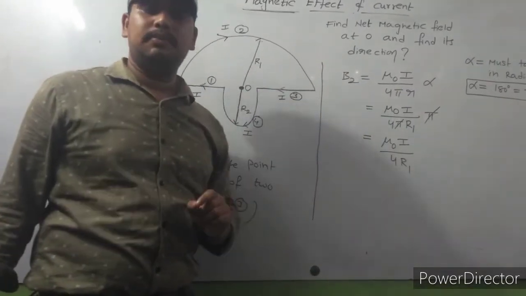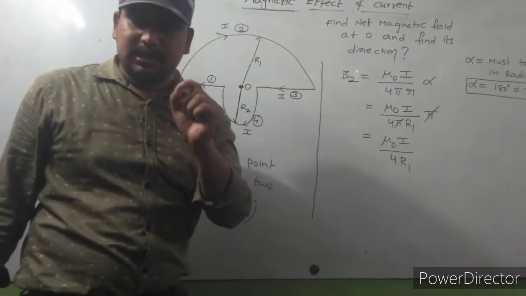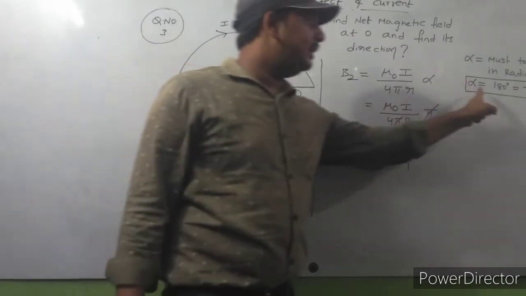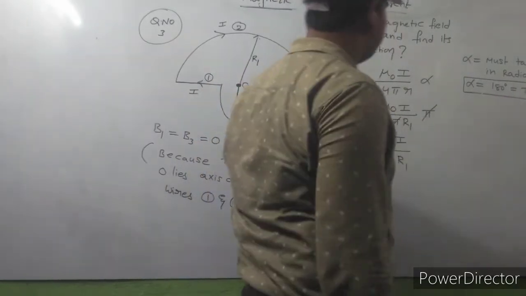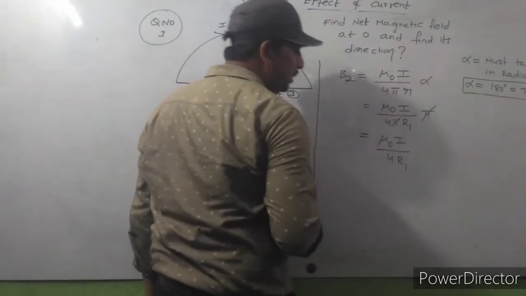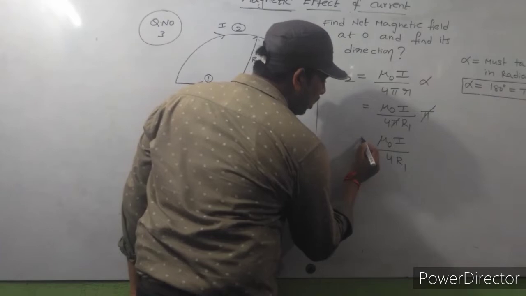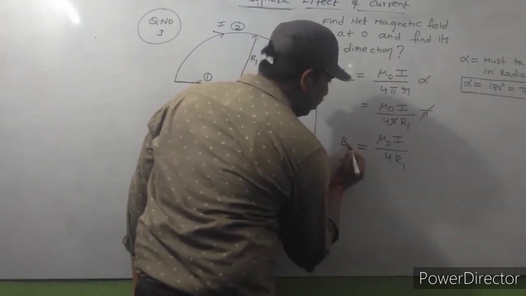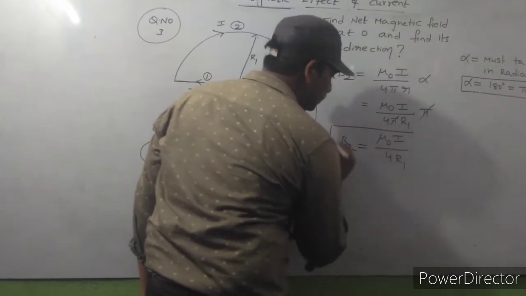Here in the formula, we always substitute the alpha value in radians. That means 180 degrees is equal to pi radians. That's why I substitute pi. Pi is going to be cancelled. The B2 value we got is mu naught I by 4 R1.